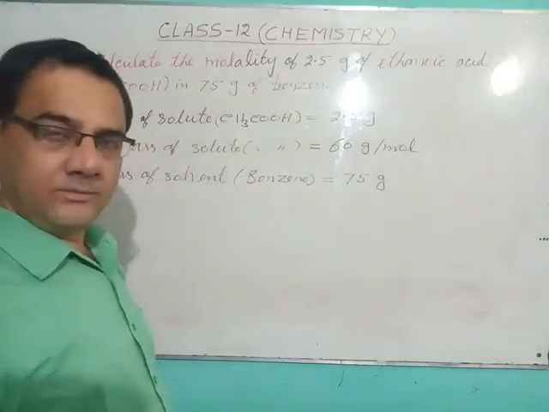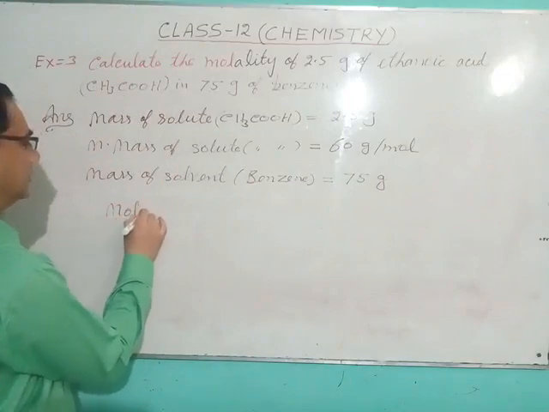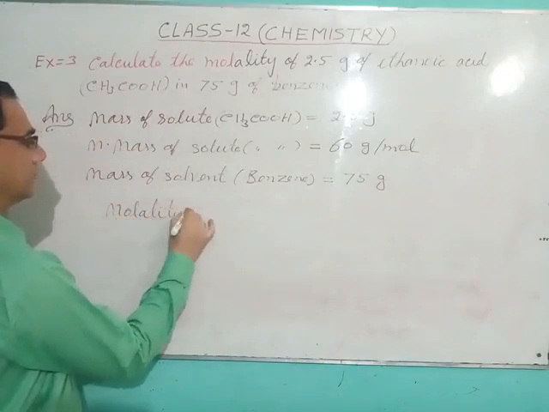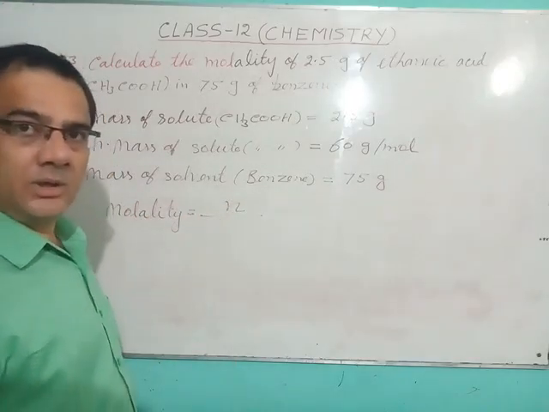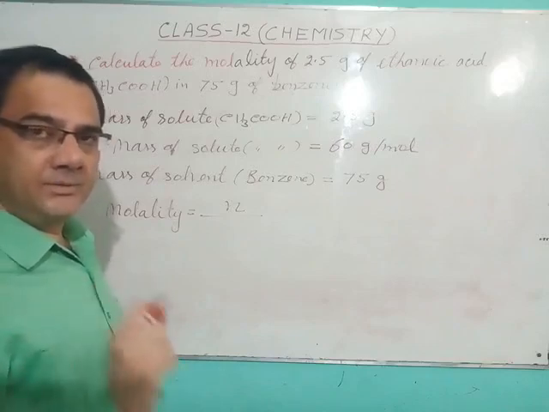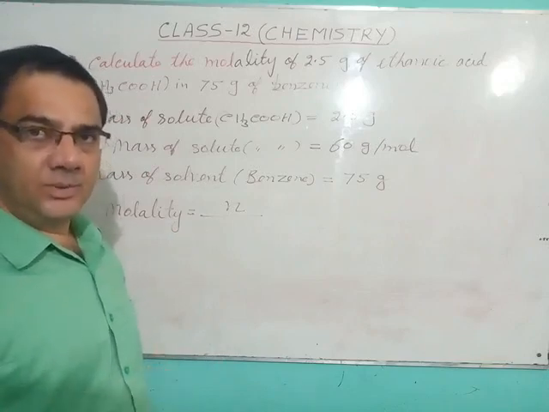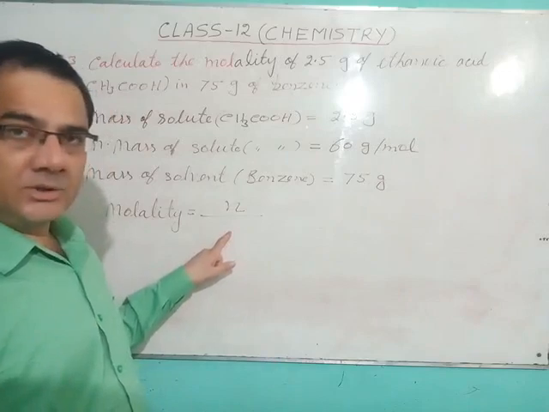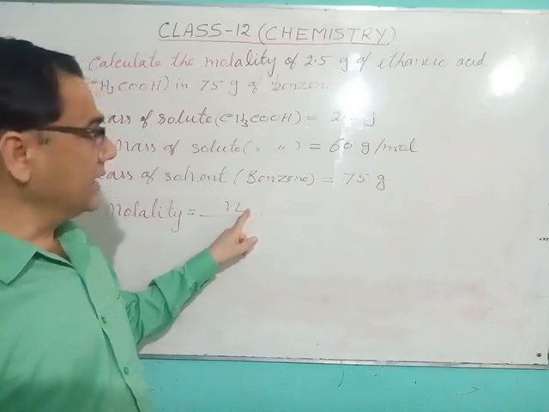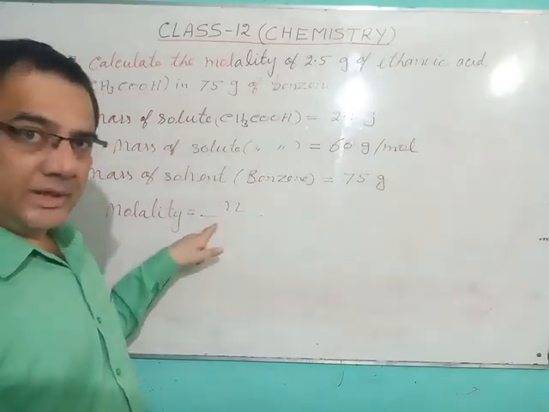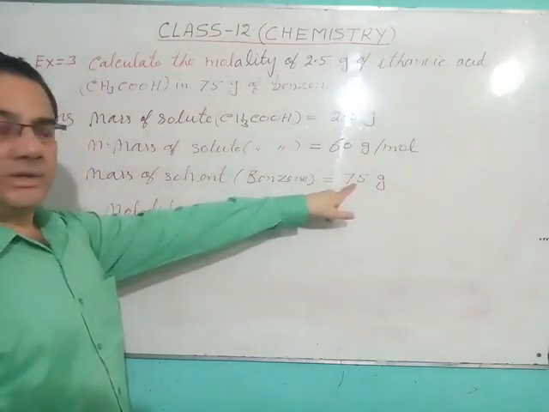Now we write the formula to calculate the molality. That is molality is equal to number of mole of the solute upon mass of solvent in kg. And if the mass of the solvent is given in gram, then also no problem. As the denominator here we write mass of the solvent in gram, and in the numerator we multiply by 1000. So in this question, since it is given in gram, we write in gram. Mass of solvent in gram. So mass of solvent, that is benzene, 75 gram.